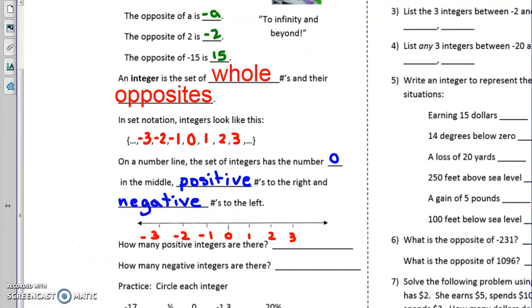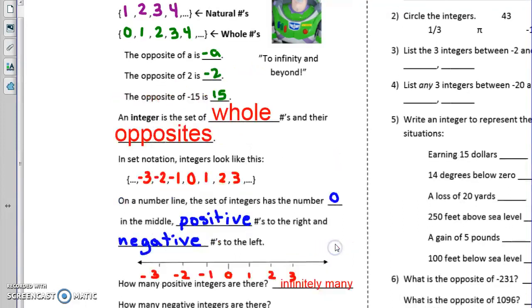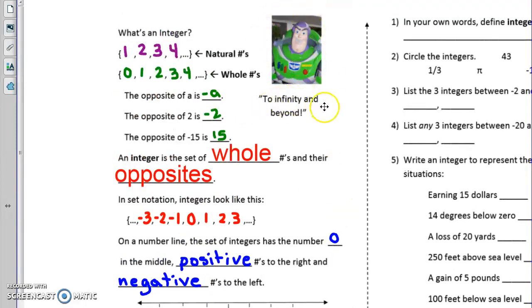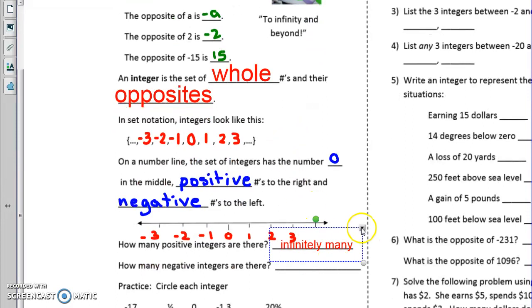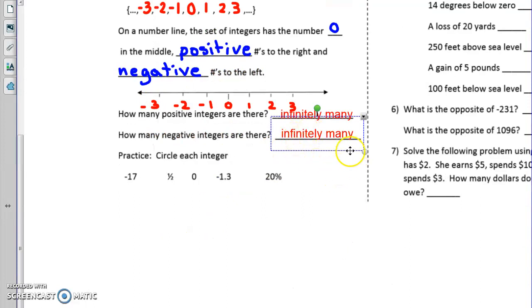So we need to talk about how many negative numbers are there, how many positive integers are there. Well, guys, that's why I have Buzz Lightyear up at the top of your note sheet. There are actually infinitely many positive integers that exist. Okay, so remember, Buzz Lightyear says to infinity and beyond. Infinity is the idea that we can count bigger and bigger and bigger and never really get to the biggest number. We also need to fill in what we know about how many negative integers there are. And guys, it turns out there are also infinitely many negative integers.